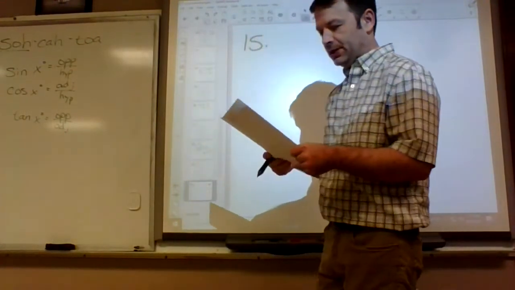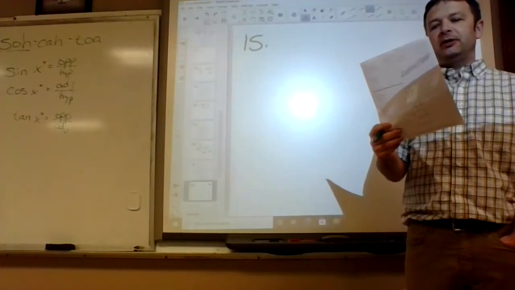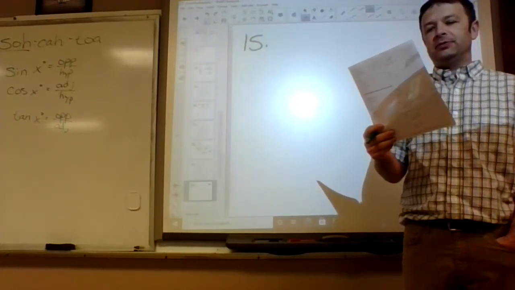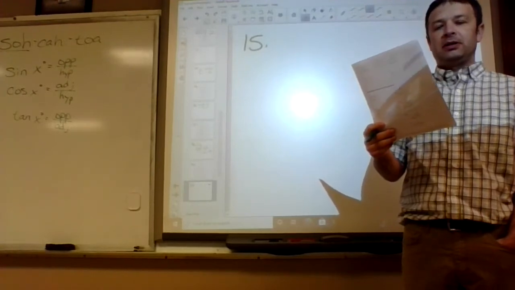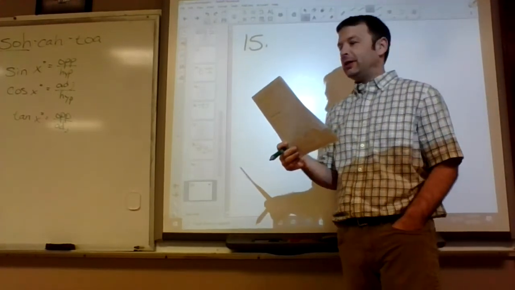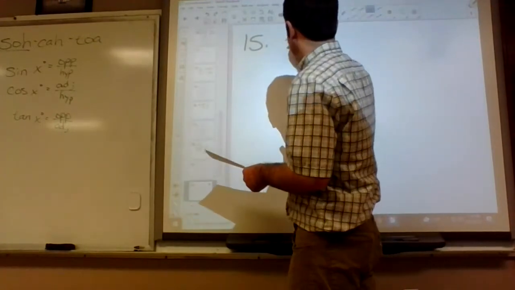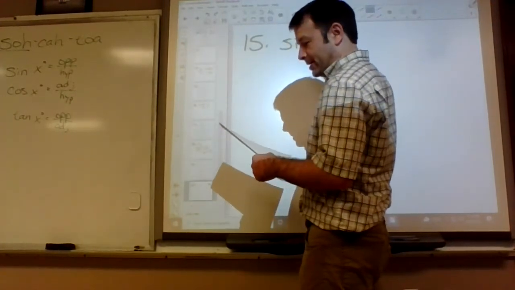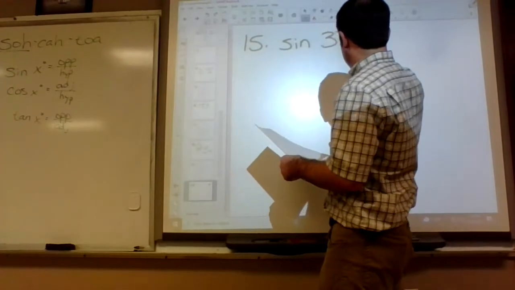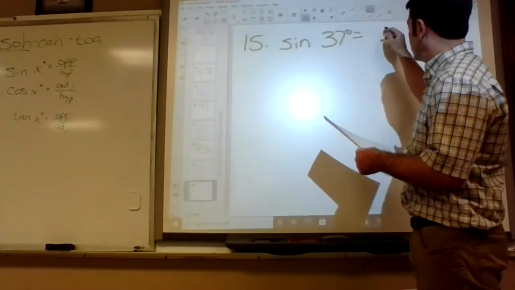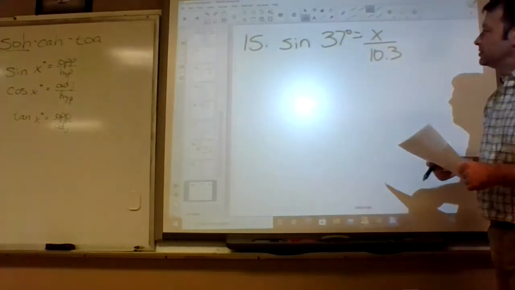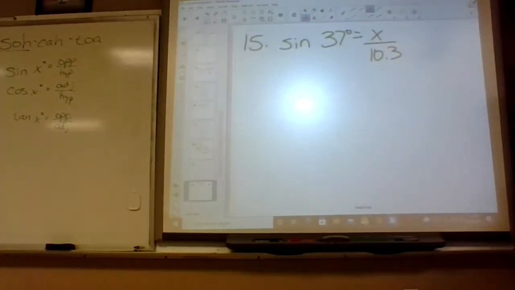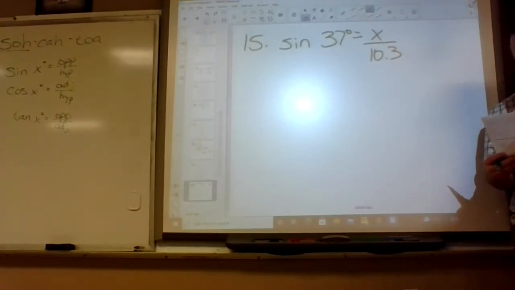Okay, on 15, relative to angle 37 degrees, you've got opposite and hypotenuse, so sine. Sine of 37 degrees equals opposite over hypotenuse. And then you times it. This is the multiplier one. Yeah, top.